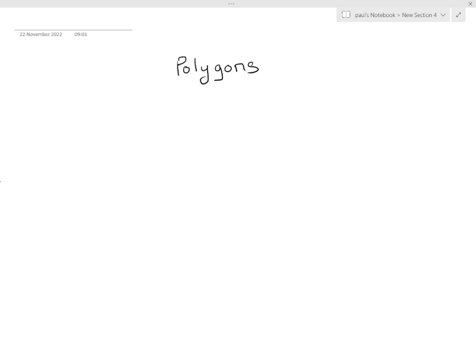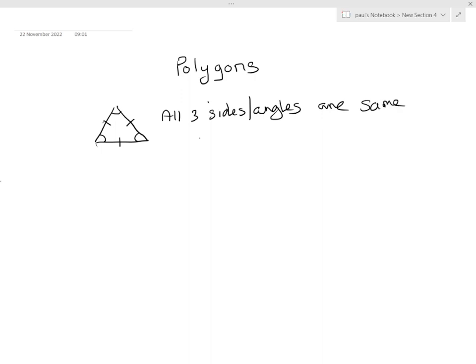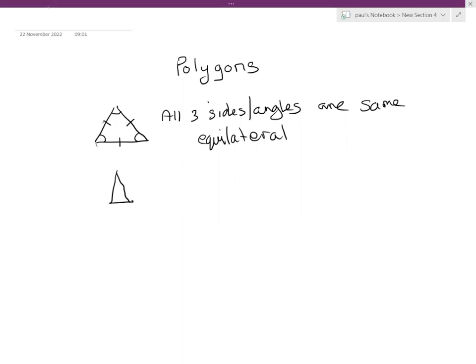Right, so the first one we're going to look at is a triangle, and this is a triangle where all three sides are the same, and that's denoted by these little lines to say that these lines are the same length, and all three angles are the same as well. So all three sides and angles are the same, and this is called an equilateral triangle.